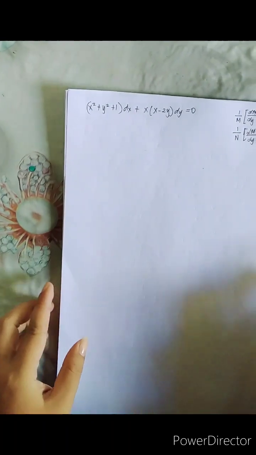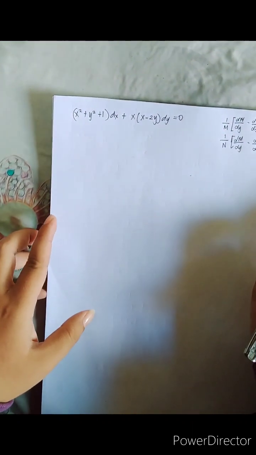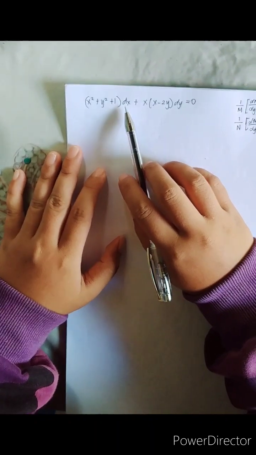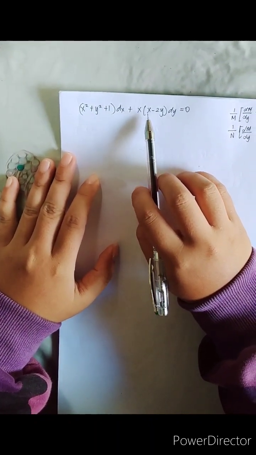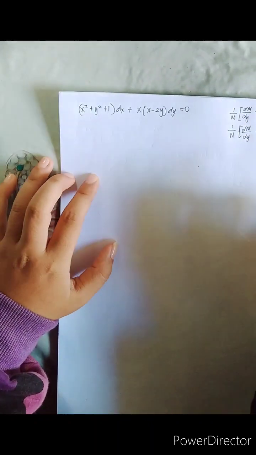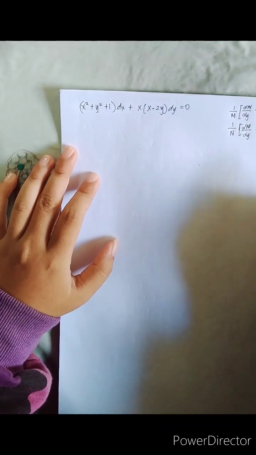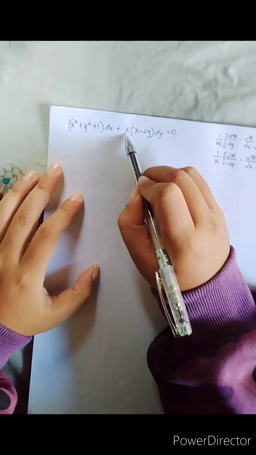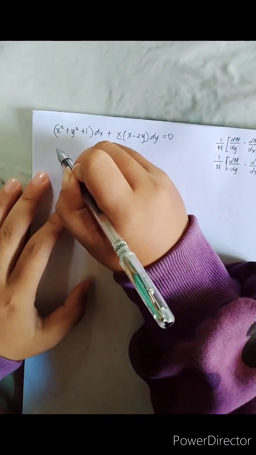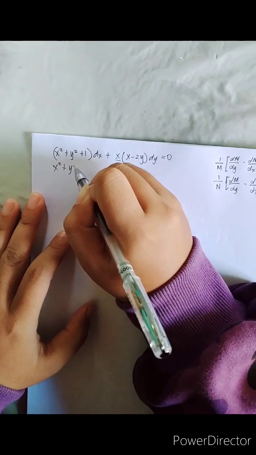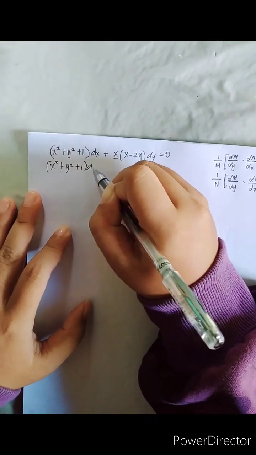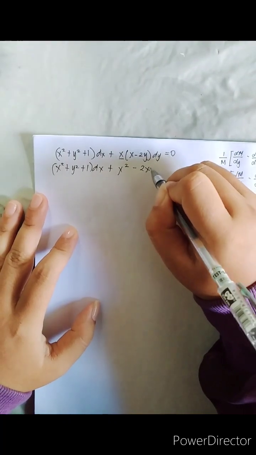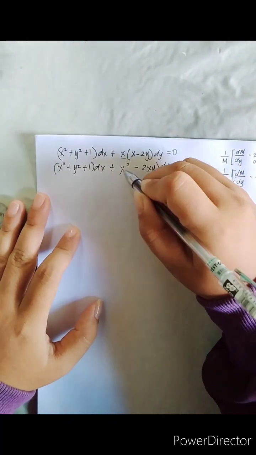To understand furthermore, let us proceed to the first example. x squared plus y squared plus 1 dx plus x times x minus 2y dy equals 0. Let us distribute this variable first to the equation. x squared plus y squared plus 1 dx plus x squared minus 2xy dy.